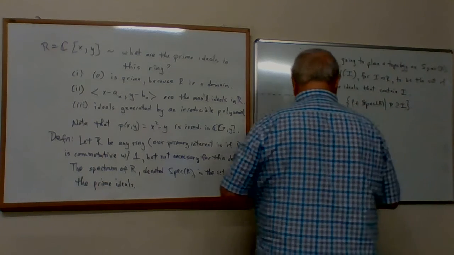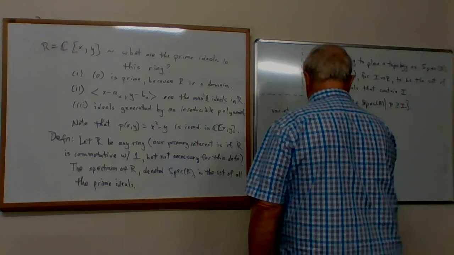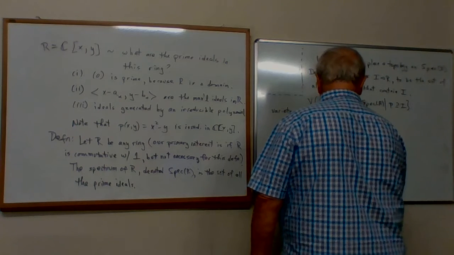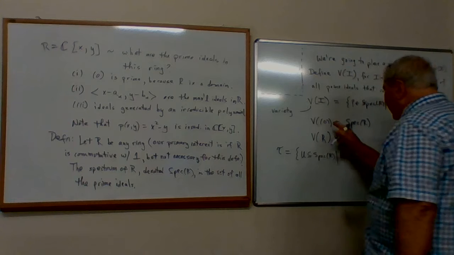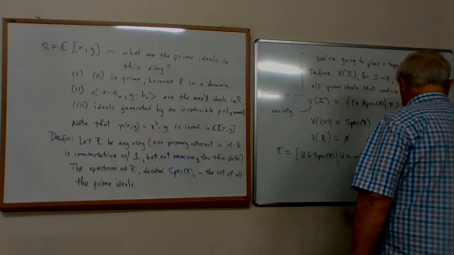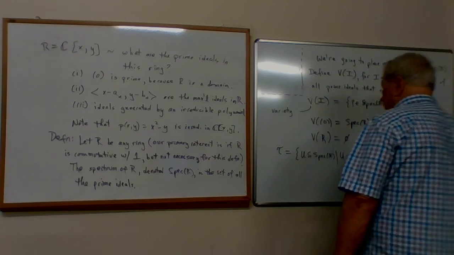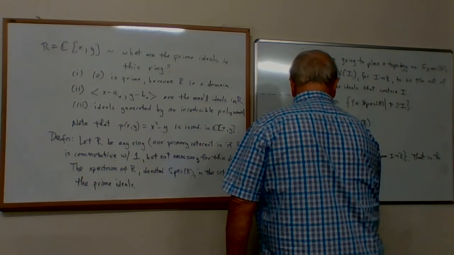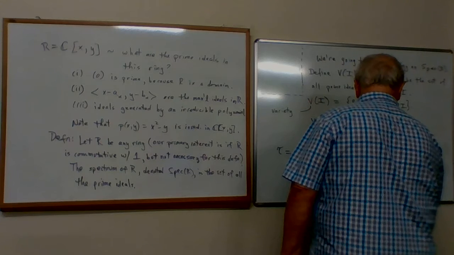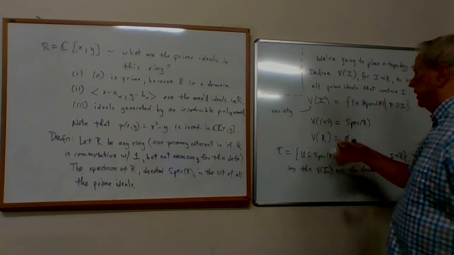So here's our topology, and we'll call it tau as usual. Tau is going to equal the set of all subsets U of spec R such that U equals the complement of V of I for some ideal I of R. That is to say, the V of I are the closed sets. I'm going to say the closed sets to be, because we haven't done anything with openness or closedness yet.